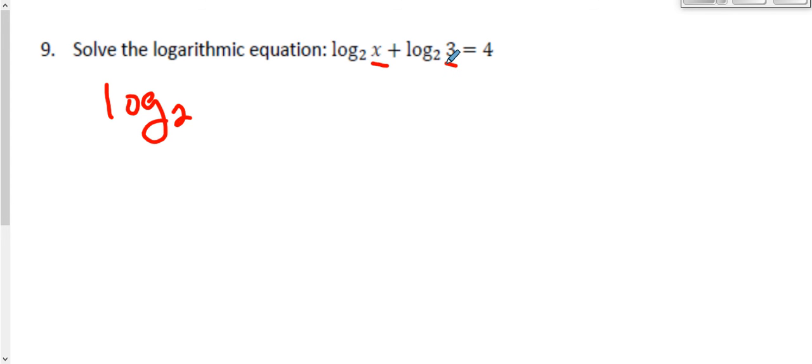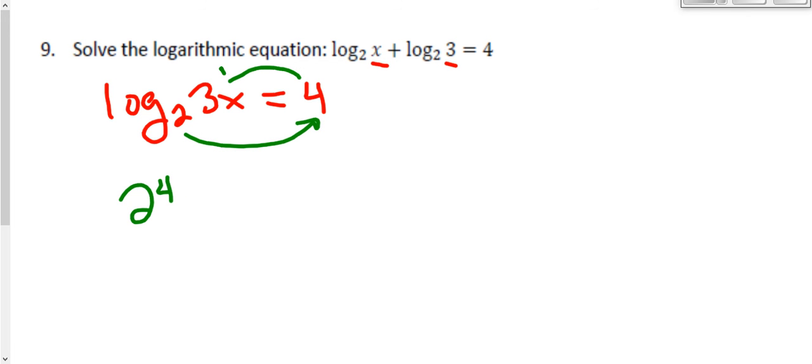They're being added together, so they're both going to go to the numerator. They're going to be multiplied together: 3 times x. And that's going to be equal to 4. Now that I have this log smushed together, and there's nothing else happening on the left-hand side except for the logarithm, I can undo that log by rewriting it using a log roll. So we're going to do 2 to the 4th power equals 3x.